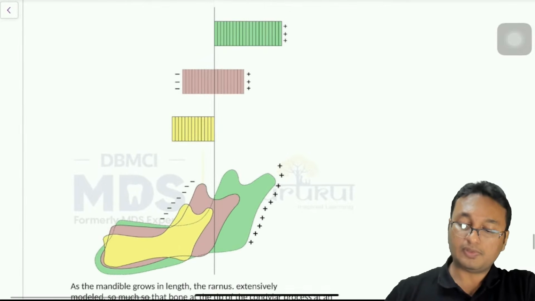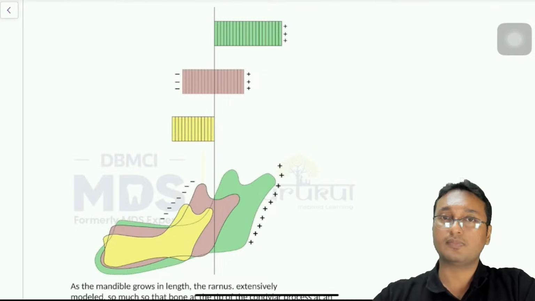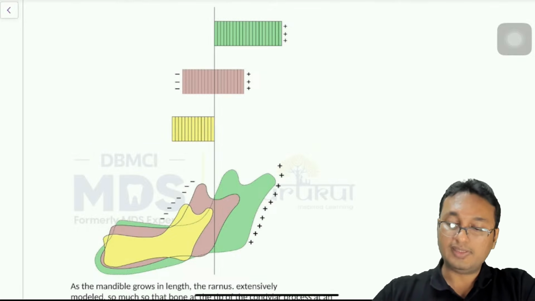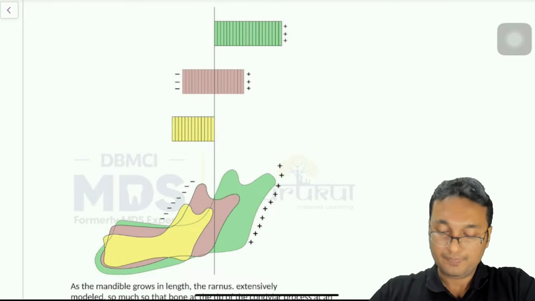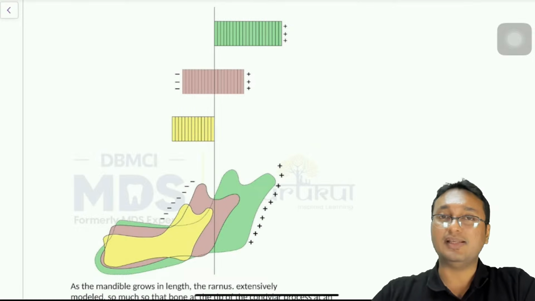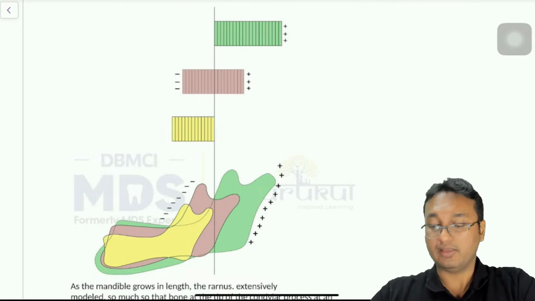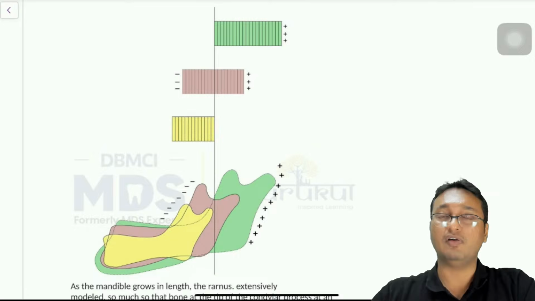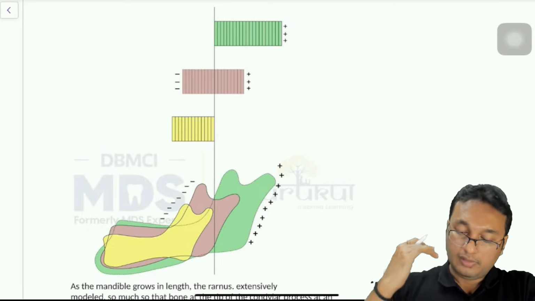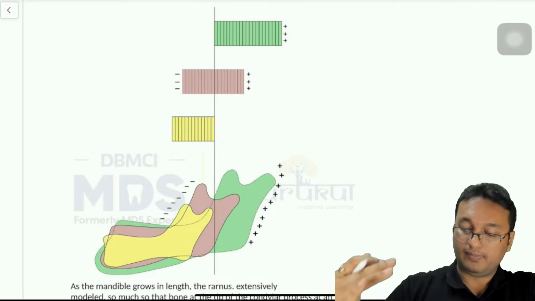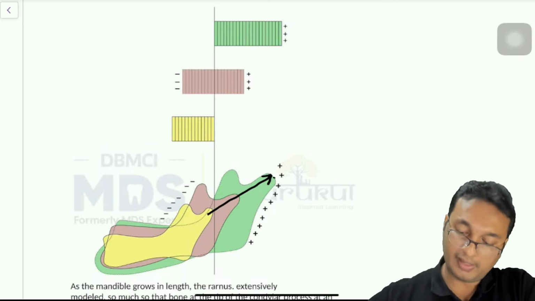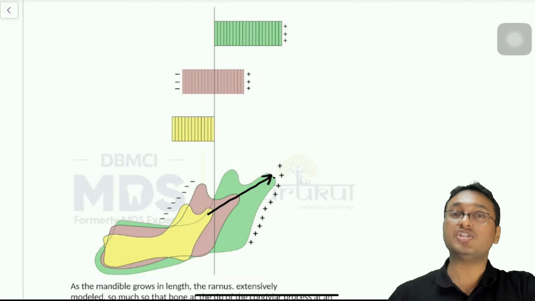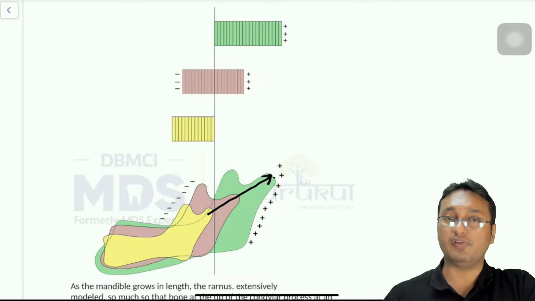If you know the concepts of the growth of the mandible, you must be aware of this particular diagram. So the yellow colored mandible is that of an infant. The orange colored mandible is that of a young child, and the green colored mandible is that of an adult. Now you will see how the mandible is growing. It is growing in a posterior superior direction, if you take the chin as a constant point of reference.